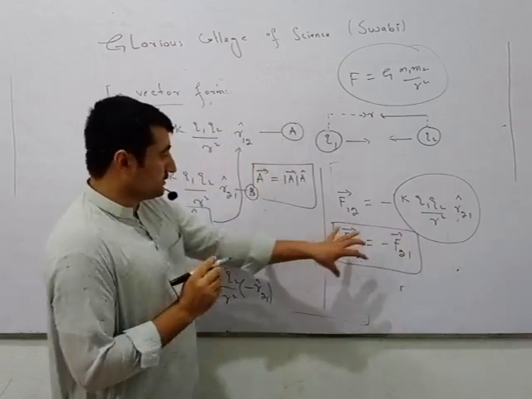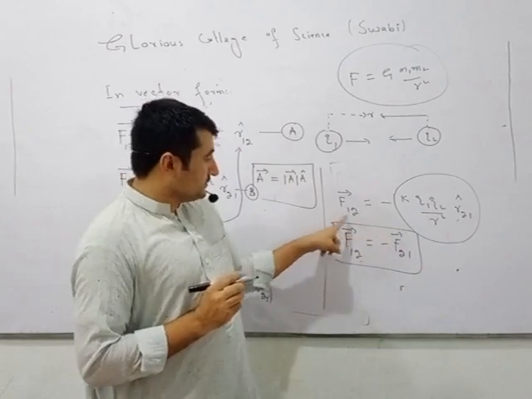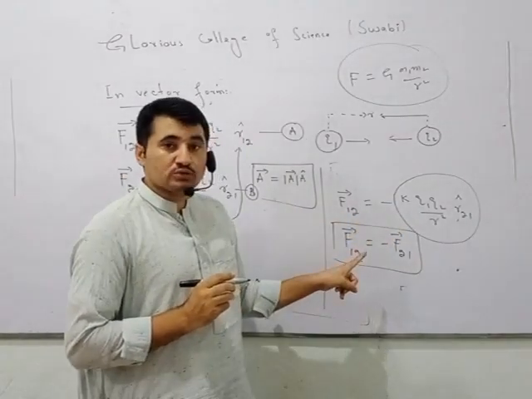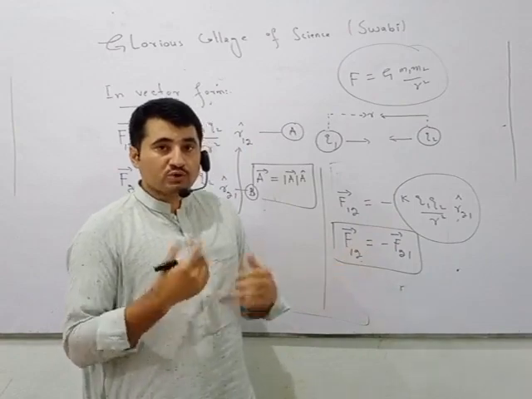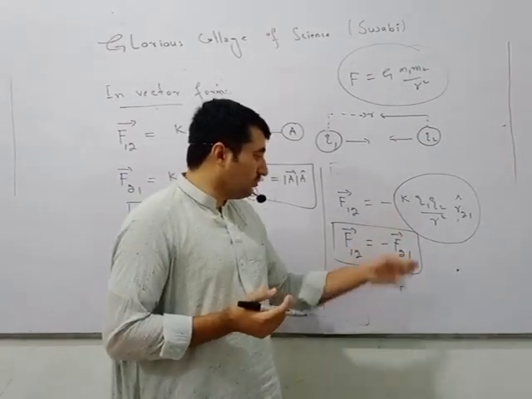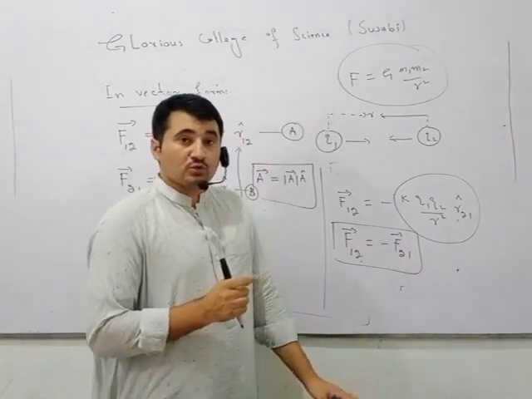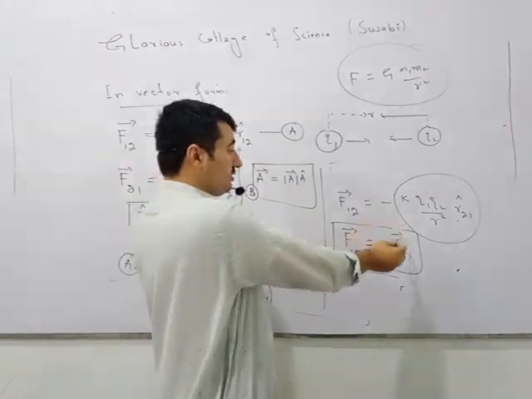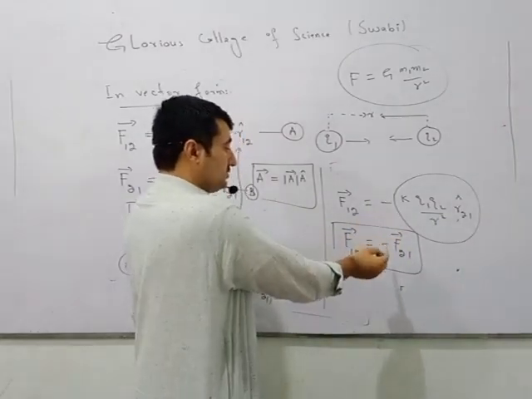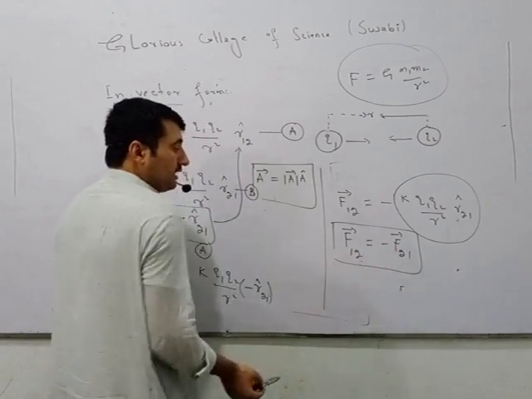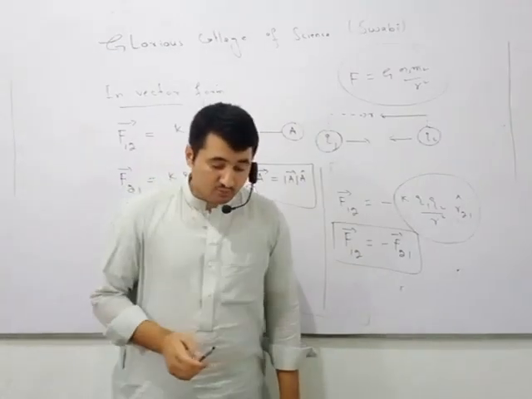So what does this equation show? This is the action force and this is the reaction force. F12 is the force exerted on one charge and that is the reaction, which is the force exerted on the other charge. So that basically gives you Newton's third law. Action and reaction are equal in magnitude but opposite in direction. So one is the action force and the other is the reaction force.